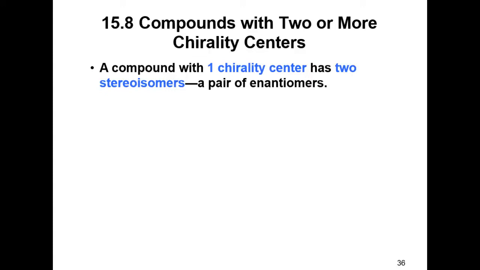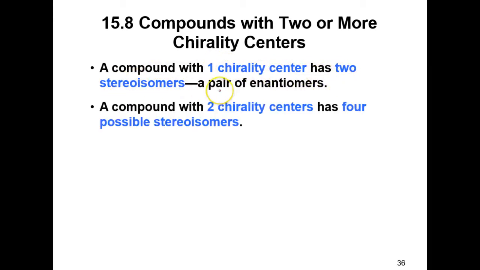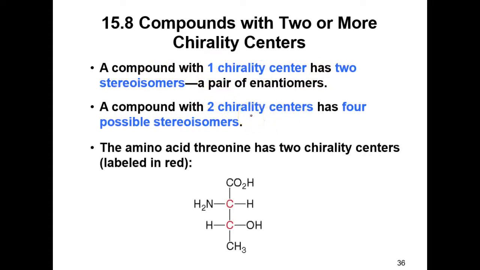All right, let's now talk about compounds that have two or more chiral centers. Up until now, we've been talking about ones that only have one. When you have two or more chiral centers, not only do you have enantiomers, but you have another type of stereoisomer that we're going to talk about. A compound with one chiral center has two stereoisomers, a pair of enantiomers. A compound with two or more chiral centers has four possible isomers.